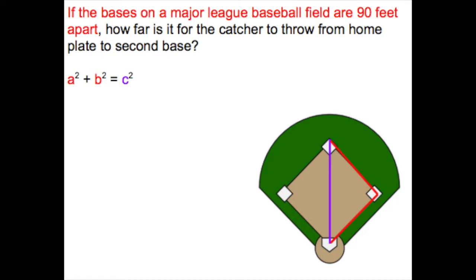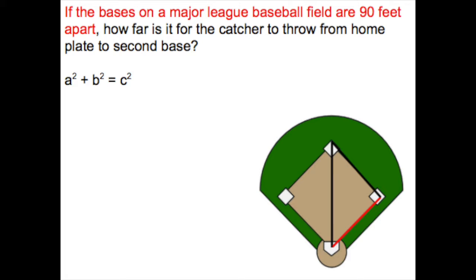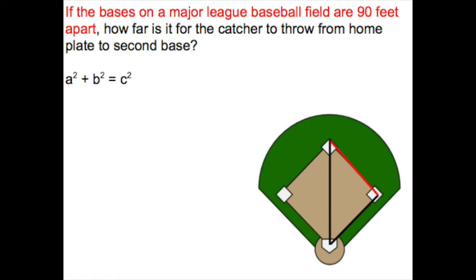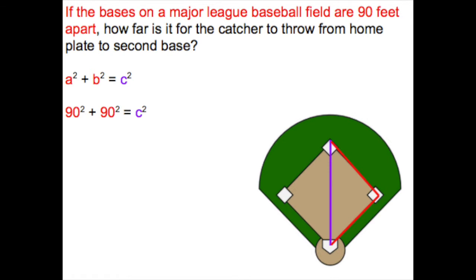According to the word problem, we know that the distance between the bases is 90 feet. So from home plate to first base, indicated in red, would be 90 feet. And from first base to second base, indicated in red, would also be 90 feet. Because we know that both of these are 90 feet, and they represent the legs of our right triangle, we can substitute 90 in for both a and b in the Pythagorean theorem.